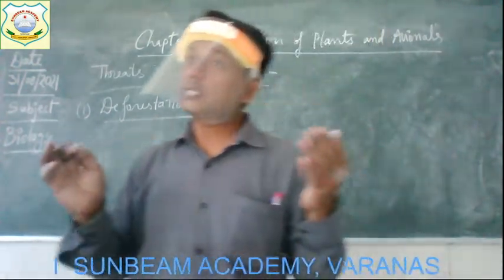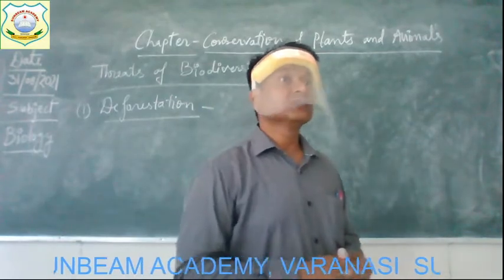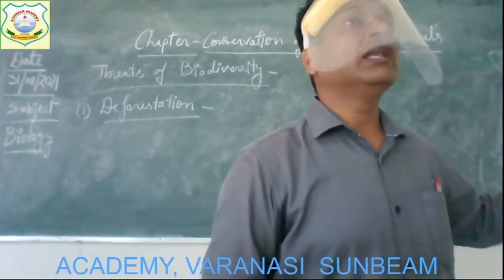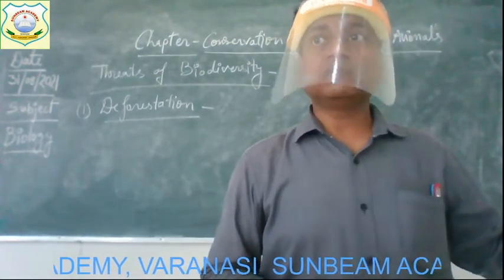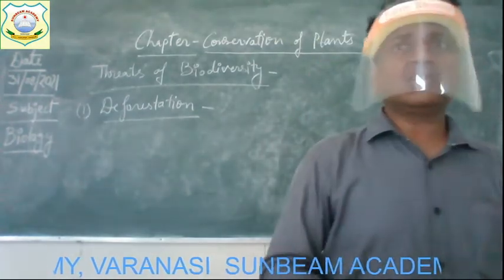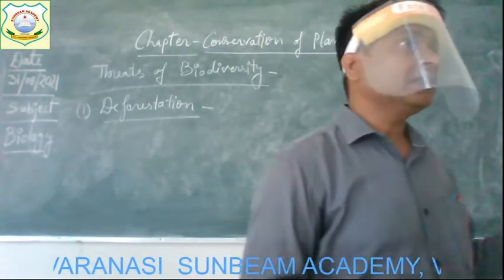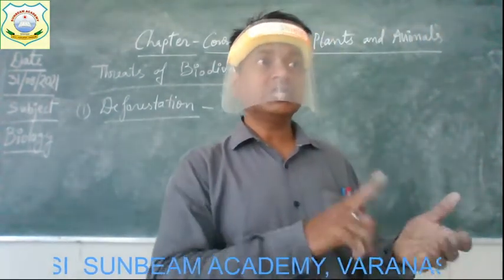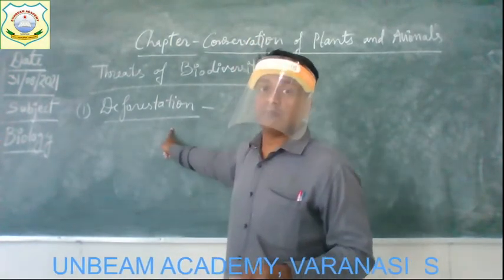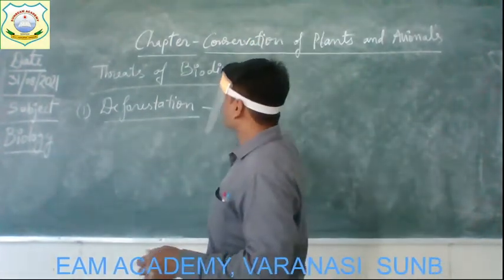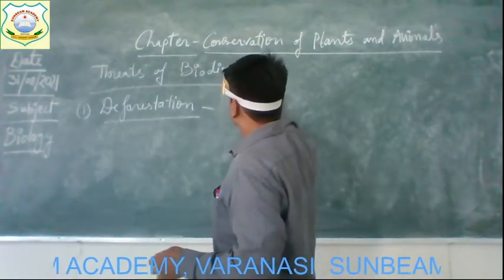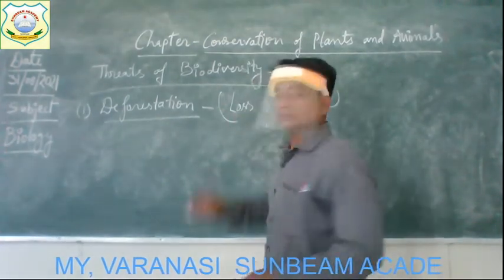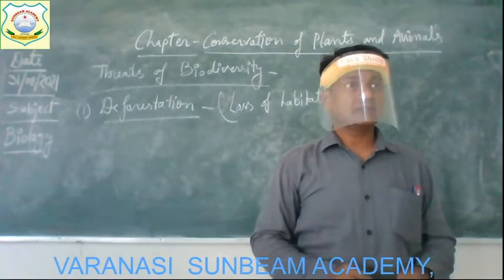Okay, and in such a condition, what will happen? They are not able to survive, or they will move towards the villages, towards the cities, and there is a lot of danger for them because people might kill them. Is it? So the biodiversity is going to be affected because of deforestation. And this deforestation is responsible for the loss of habitats. Loss of habitats. Understood?